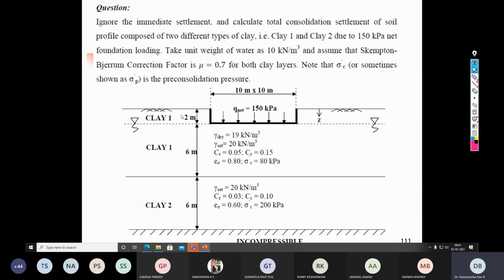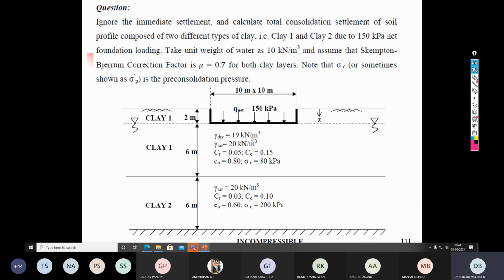Okay, so the depth of the foundation is 2 meter. That is also clay, and beneath the foundation level, the thickness of the clay layer is 6 meter, which is underlain by another clay layer that is 6 meter. So clay layer 1 is overlain on clay layer number 2. Both layer thicknesses are 6 meter and 6 meter. The properties of these two layers have been given.